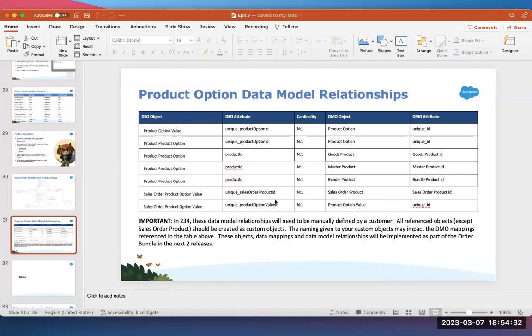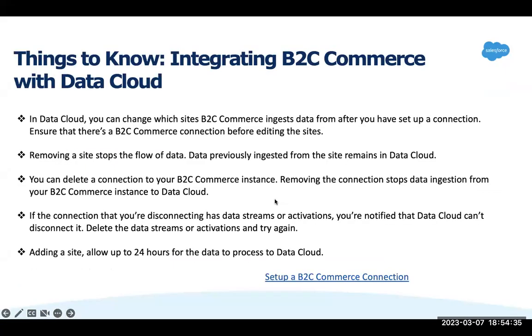But before that, I have some things to know for B2C Commerce Cloud and Data Cloud while integrating. The most important thing is, when you delete a connection to your B2C Commerce instance for one of your B2C Commerce sites, it will completely stop the data ingestion connection from your B2C Commerce instance to Data Cloud. Once you delete it, it completely stops the connection and the data stream from B2C Commerce to Data Cloud.